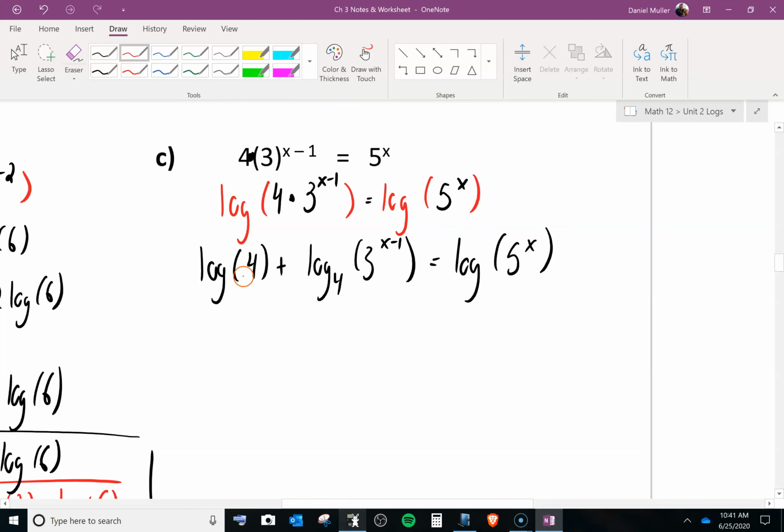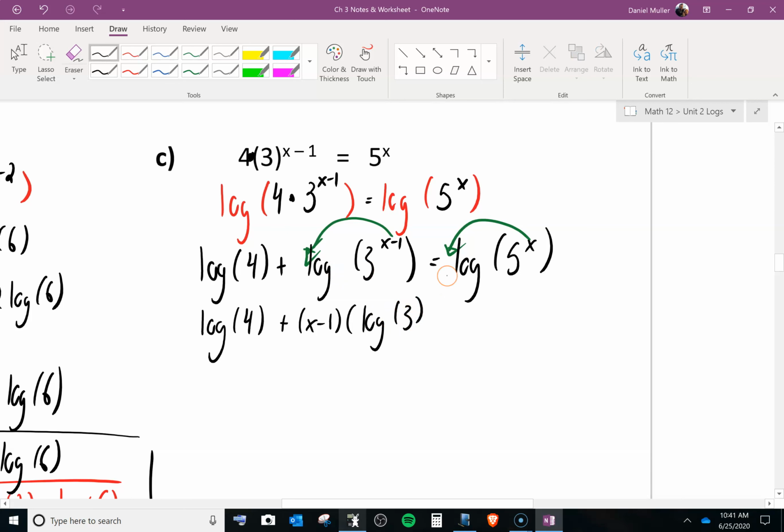So this is just a log 4. I can't do anything with that, but these ones have exponents I can bring down. So this is just a log 4 plus there's this x minus 1 times log of 3. I'll just rewrite that again. Log of 3. And bring that x down, and there's a log of 5.